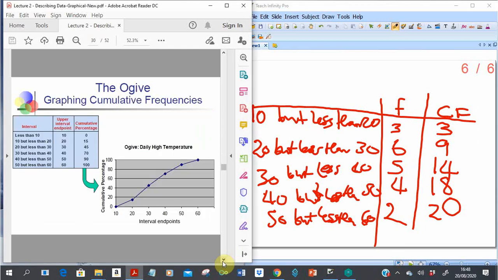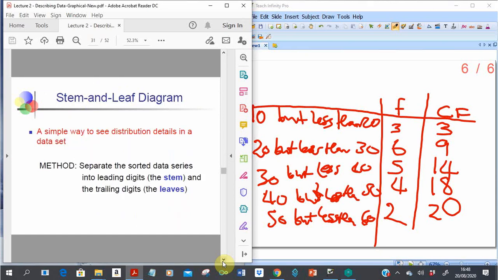Okay, we now move to the ogive. For the ogive, again, you just have your limits, which are your lower limits. This time we don't have bars, we just have the dots, and you connect them with a line.